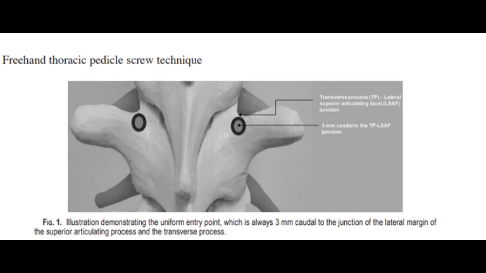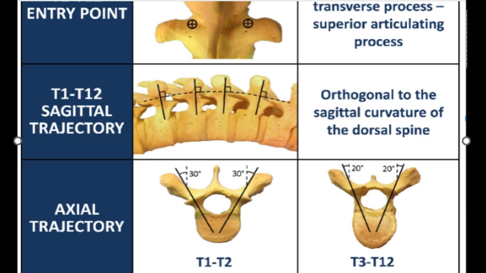Just take 2 to 3 millimeters caudal to the junction of the lateral margin of the superior articular process and the transverse process. So wherever this junction is, 3 millimeters below, you can take that as a universal entry point, irrespective of the level. So you can see that this is a slightly lateral entry point, so the trajectory will be slightly more medial. So this is the entry point for all the levels.